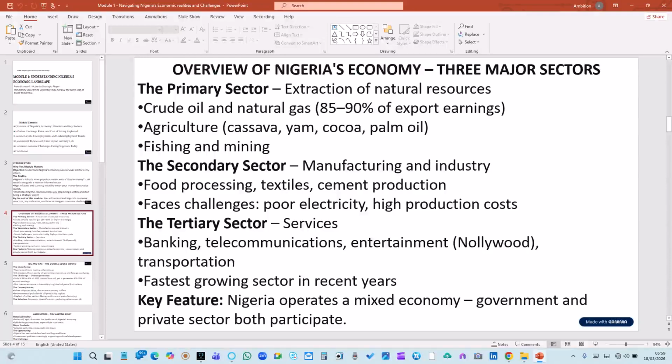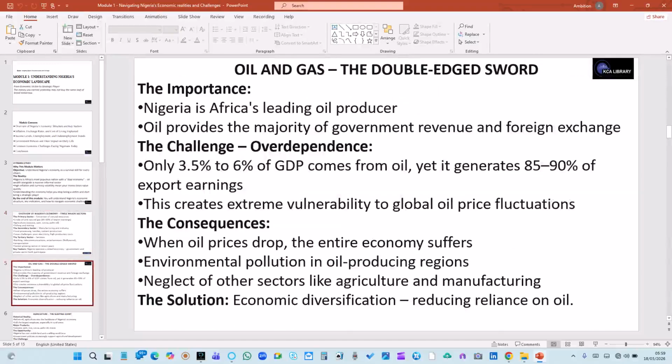Then the secondary sector comprises manufacturing and industry, which deals with food processing, textile, and cement production. The challenges they face include poor electricity and high production costs. Then under the tertiary sector, we have different services such as banking, telecommunication, entertainment and transportation. This sector is fast growing in recent years. The key feature is that Nigeria operates a mixed economy, that is government and private sector both participate in economic activities. Having known that, let us look at oil and gas, that is the double-edged sword.